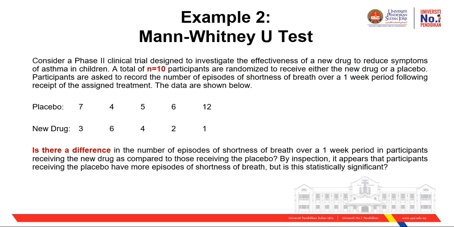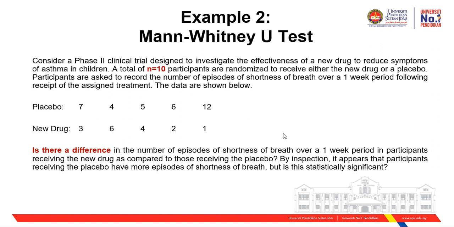So let's look at another example, example 2. Consider that you want to investigate the effectiveness of a new drug. You have a total of N equal to 10, in which the data between placebo and new drug, N1 5, N2 5. So the question is, is there a difference? Later on you need to read the question again. Is there a difference in the number of episodes of shortness of breath over 1 week in participants receiving the new drug as compared to those receiving the placebo?